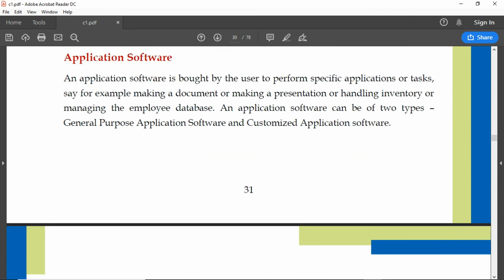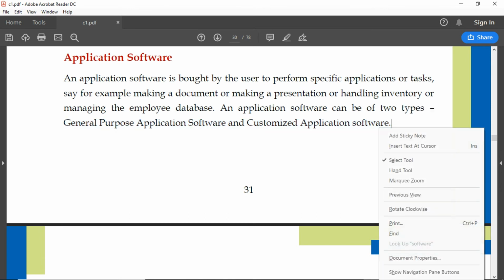Application software. An application software is bought by the user to perform specific applications or tasks. Say for example making a document or making a presentation or handling inventory or managing the employee database. An application software can be of two types: general purpose application software and customized application software.